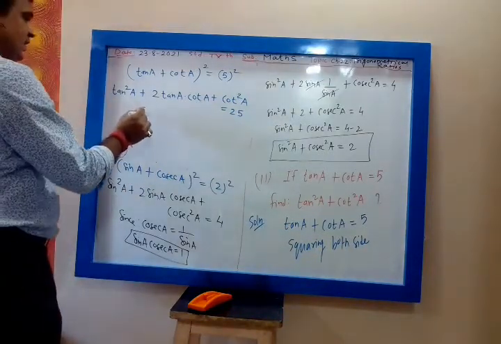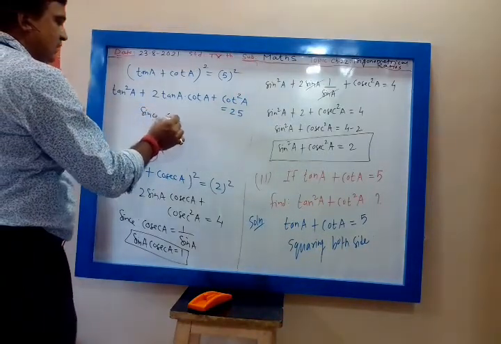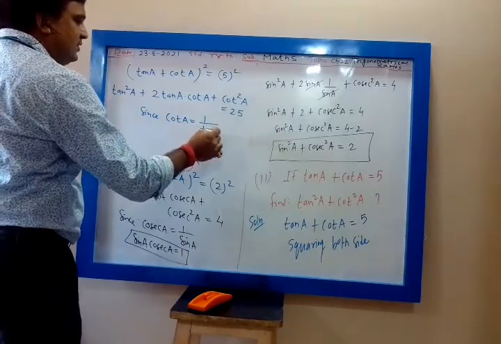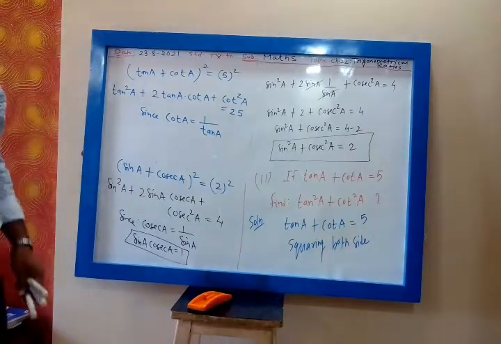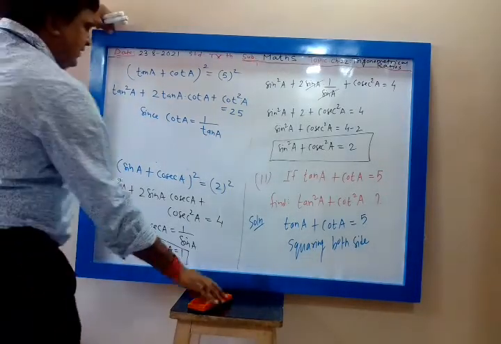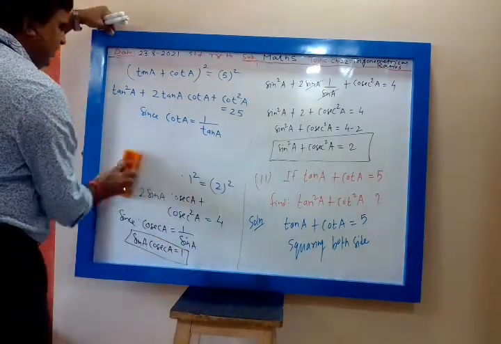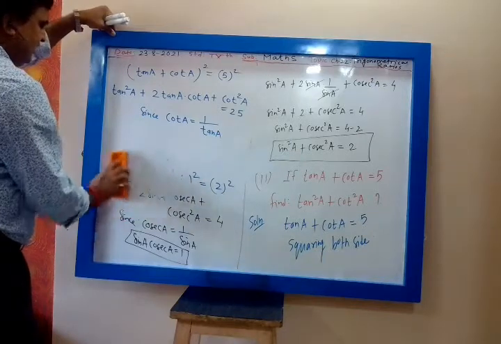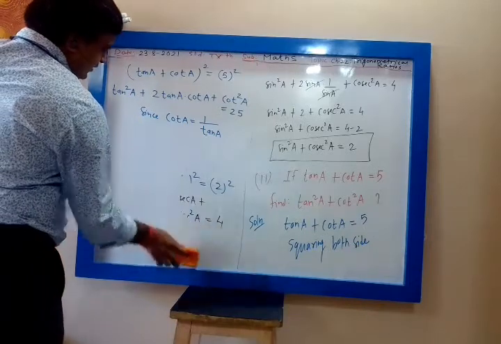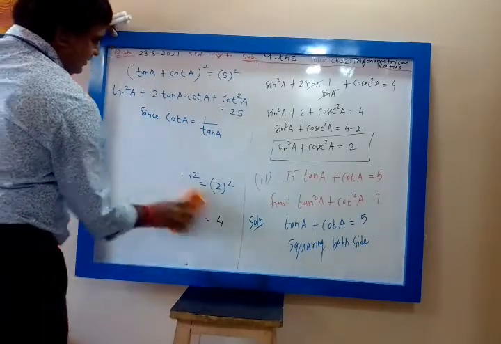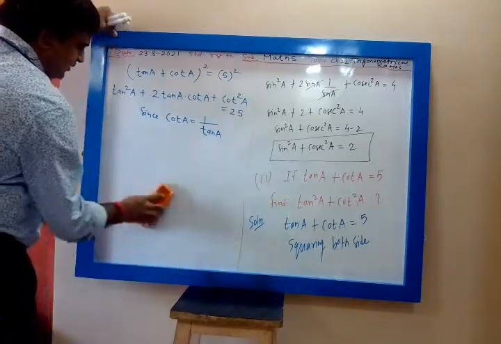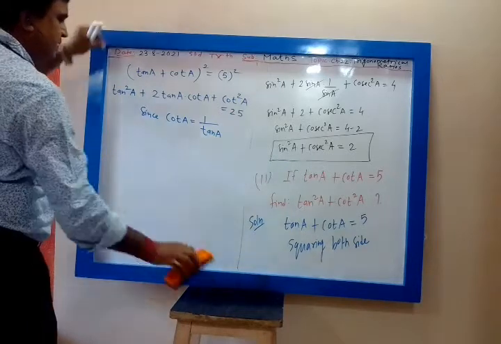Now since cot A is the reciprocal of tan A, you can replace cot A by 1 upon tan A, or you can directly write the value of tan A into cot A is 1. Whichever way you want to simplify.